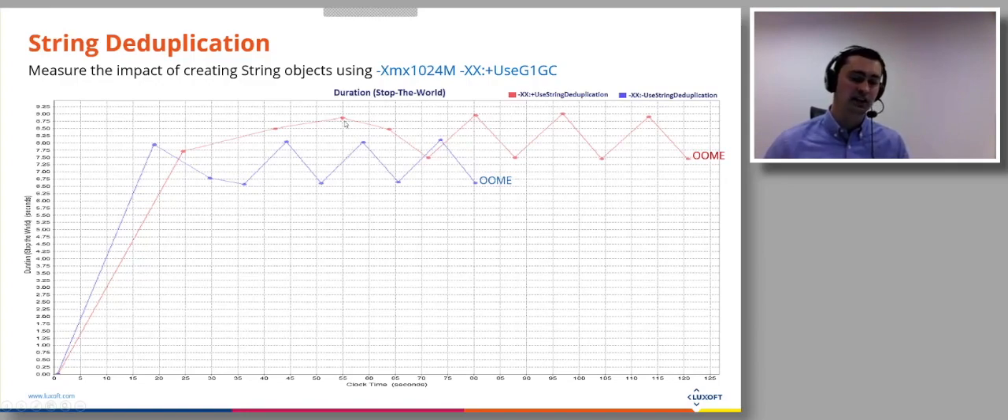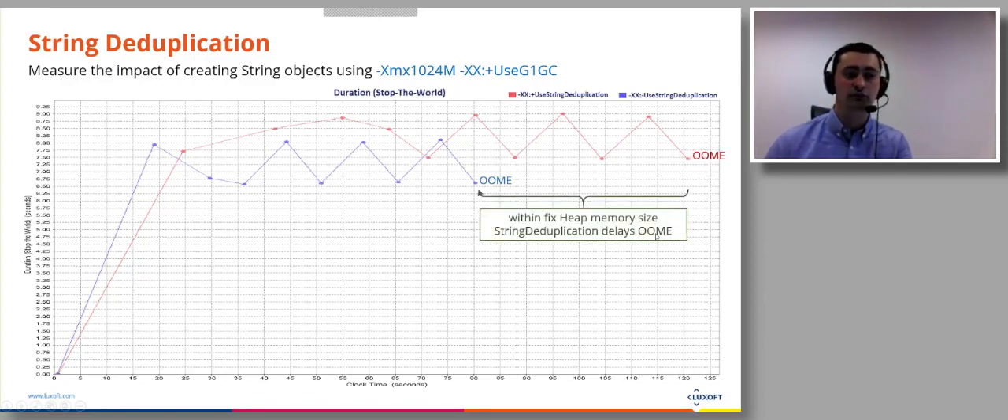Why? Because the G1 thread has more work to do in order to mark the possible eligible strings to be reduced and backed by the same char arrays. So this brings more CPU cycles. That's why we encounter here more stop-the-world pauses. But nevertheless, it might be useful in cases exactly like this, when we have a bounded amount of memory, because string deduplication prevents out of memory.